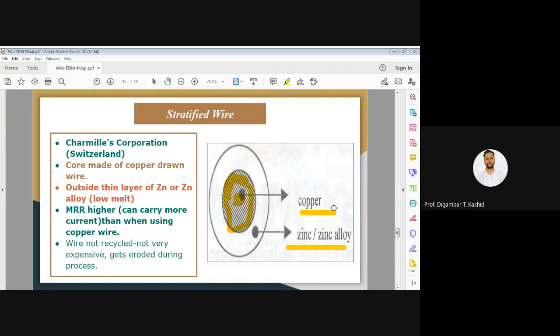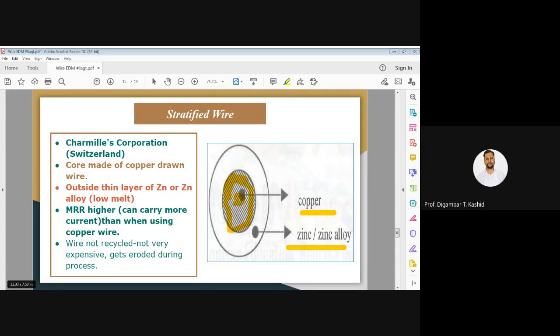Like you can see in this figure, one wire is a core, and the outer layer of the same wire is a thin layer made of zinc or zinc alloy. The melting point of zinc is much lower than the melting point of copper. So this is called stratified wire.